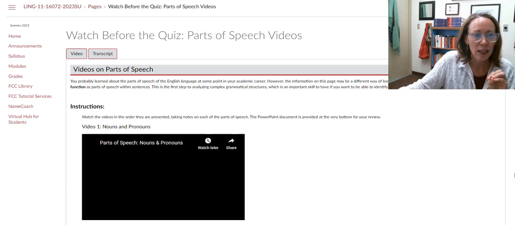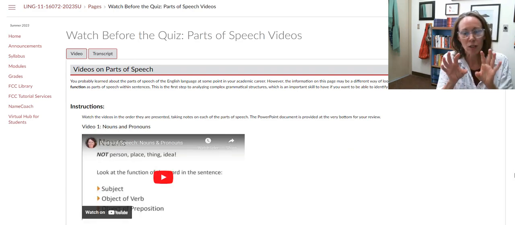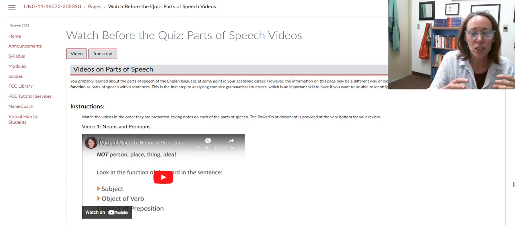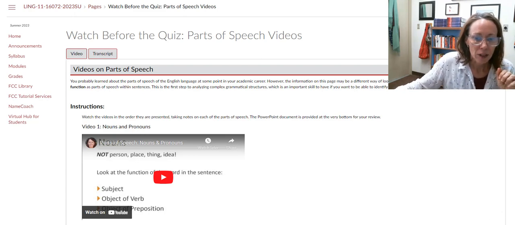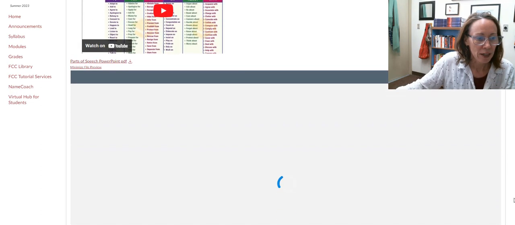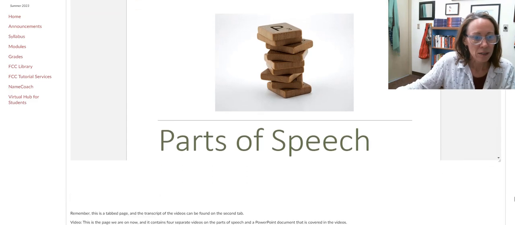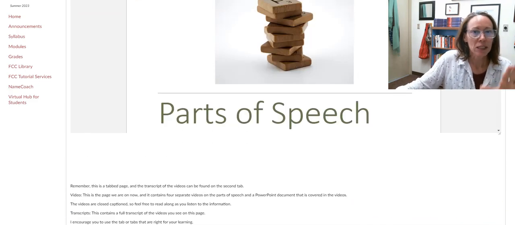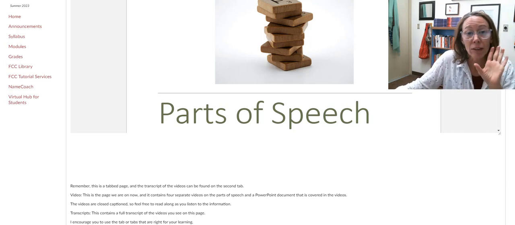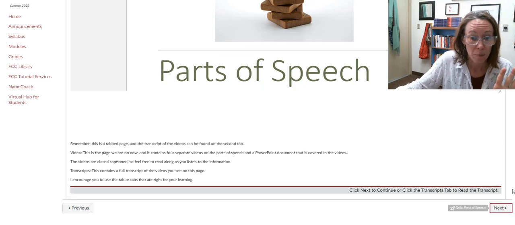And then we get into the syntax part. This is how the module is set up a little bit different. I've got some pages that you're going to need to watch before you get into the quiz. This one has videos, and then a PowerPoint, and the videos basically take you through the PowerPoint. So I would suggest watching the videos first and then having the PowerPoint up as you are taking the quiz. That's probably the best way to do it.